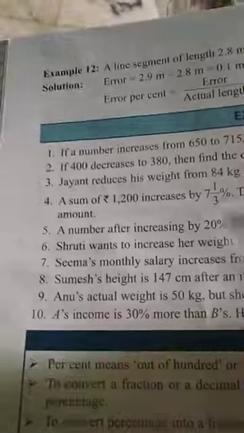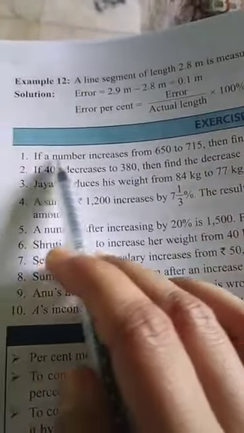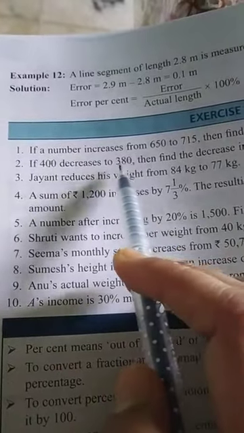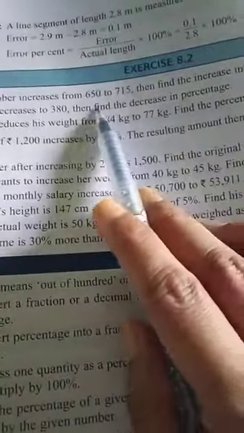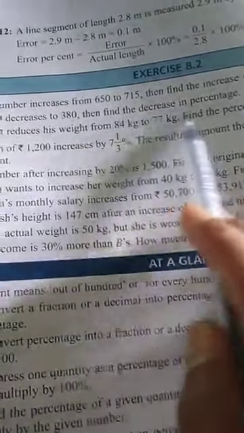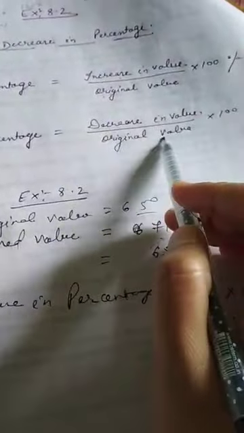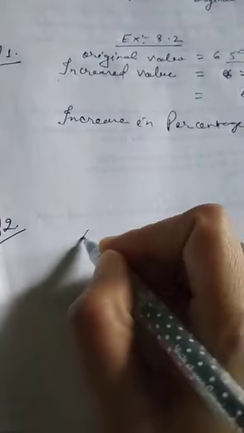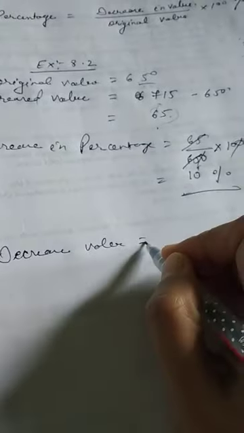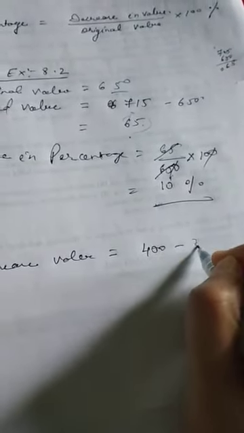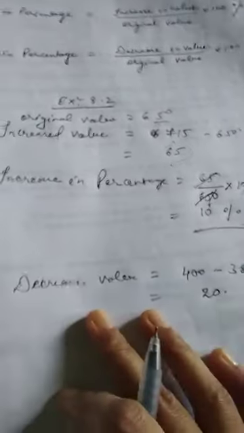Okay. Now next question. If 400 decreases to 380, means this is the original value. It decreases to 380. This is the new value. Original value is this. Then find the decrease in percentage. Then again decrease in percentage. We know the formula how to find out the decrease: decrease value by original value into 100. So we will first find out the decrease value. What will be the decrease value? Original is 400, new value is 380. Just subtract it, we will get 20. 20 is the decrease value.